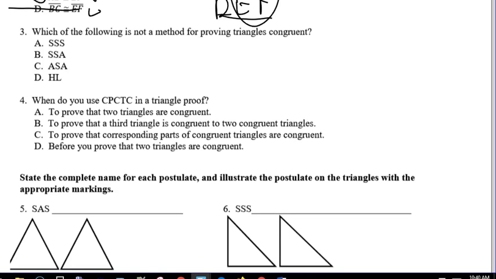So check all your possible answers. Which of the following is not a method for proving triangles congruent? Which one's not a method? Well, we have SSS. We know we have HL. We know we have ASA. And this one's tricky, SSA. Well, that's just ASS spelled backwards. So that's a no. That's the one we can't use. So that's our choice.